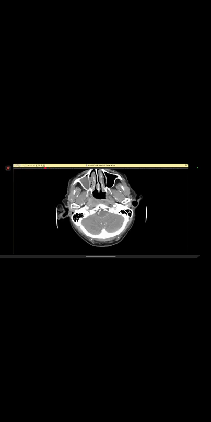Okay, so the epicenter of the mass, I believe that it's involving the nasopharynx, and with the obliteration of the fossa of Rosenmüller on the right side, and I'm trying to delineate that the carotid artery and jugular vein are not involved. So just conclude the case, please.